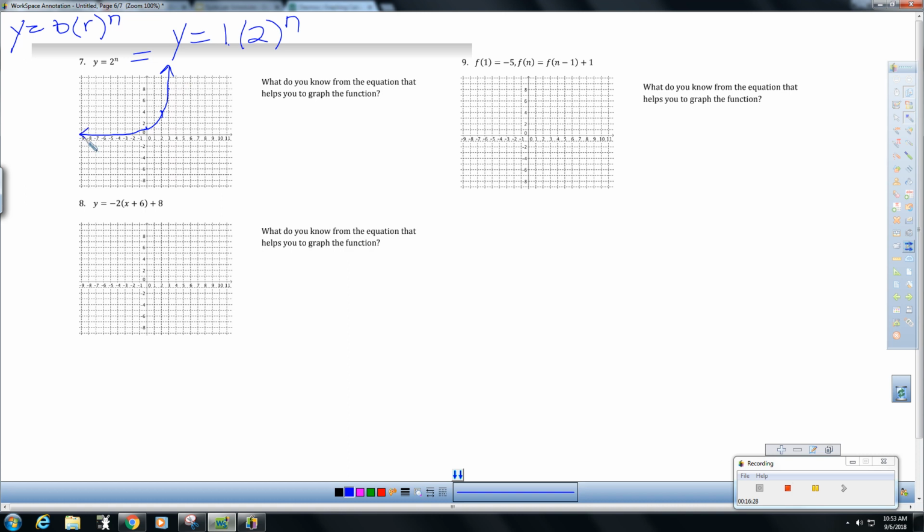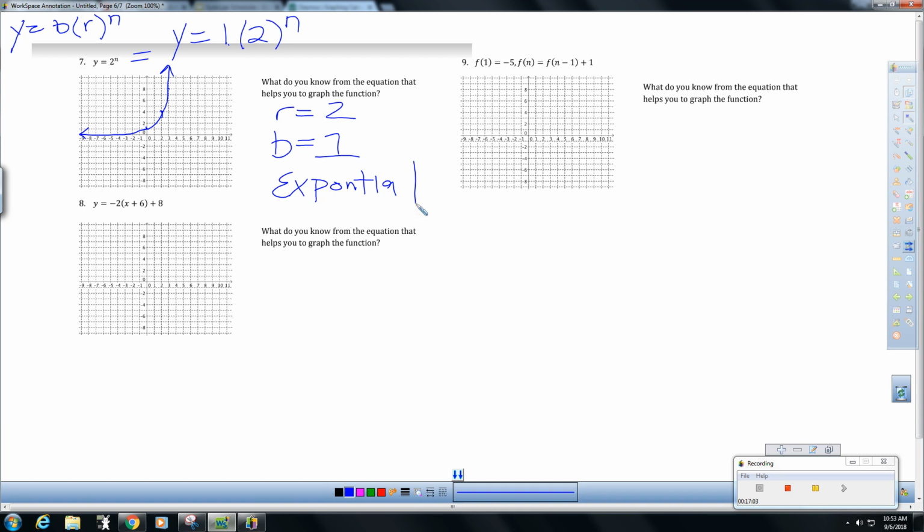This is not linear. So what do you know about the equation? R equals 2. And B, sorry, I screwed that up. Yes, R equals 2. And what's B, Carson? 1. B equals 1. Okay? And what do you know? It's exponential. That's what I know. It's all I know. And it's not linear. Good.